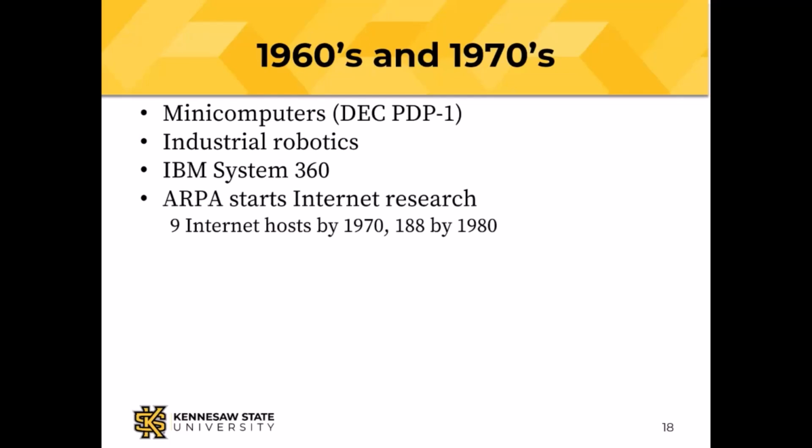The Defense Advanced Research Projects Agency is a little bit of a schizo agency. Sometimes they have the D for defense in their name and sometimes they take it out, depending on how one feels about the military at any given year. But the Defense Advanced Research Projects Agency started internet research in the 60s and 70s. And there were 9 computers on the internet by 1970, and almost 200 of them by 1980. We're now talking about billions, right? But by 1980, about 200 of them.